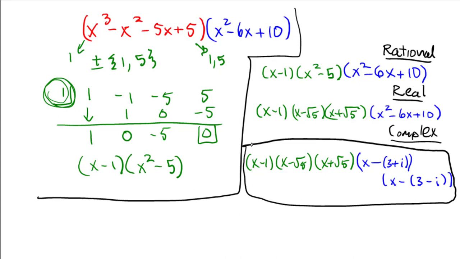If we were tasked with only finding the zeros, if the command was find the zeros, then you'd have to go through these same stages, but your conclusion would now be that your zeros are 1, then you have a radical 5, then you have a negative radical 5, and then you have your two complex numbers, the 3 plus or minus i. Well, I guess all the numbers are complex, but the two complex numbers with imaginary pieces.